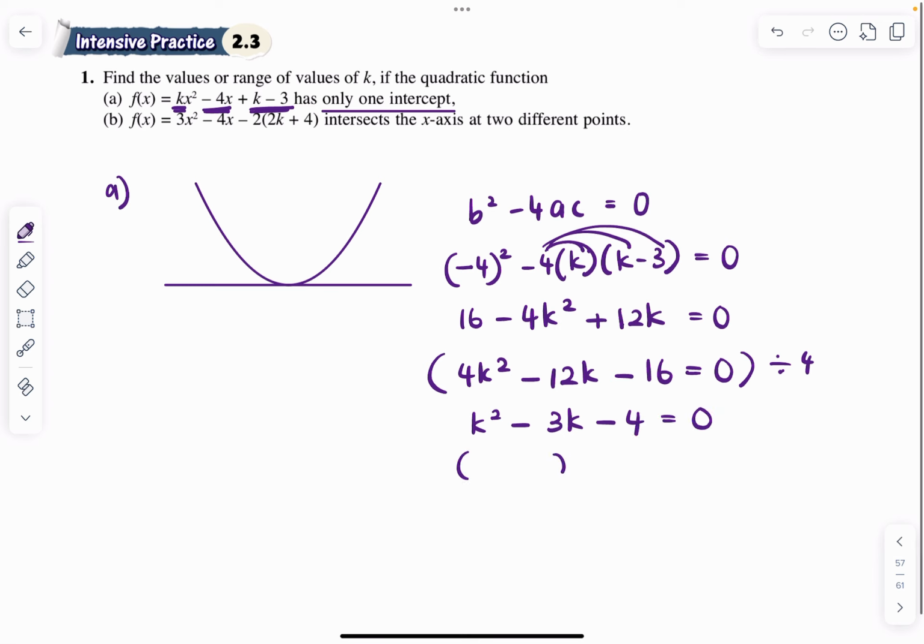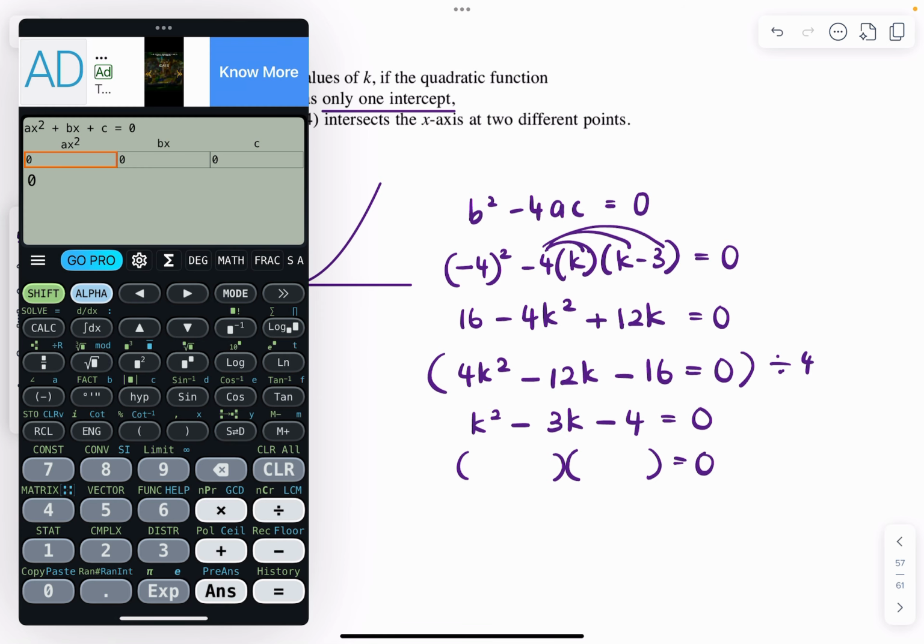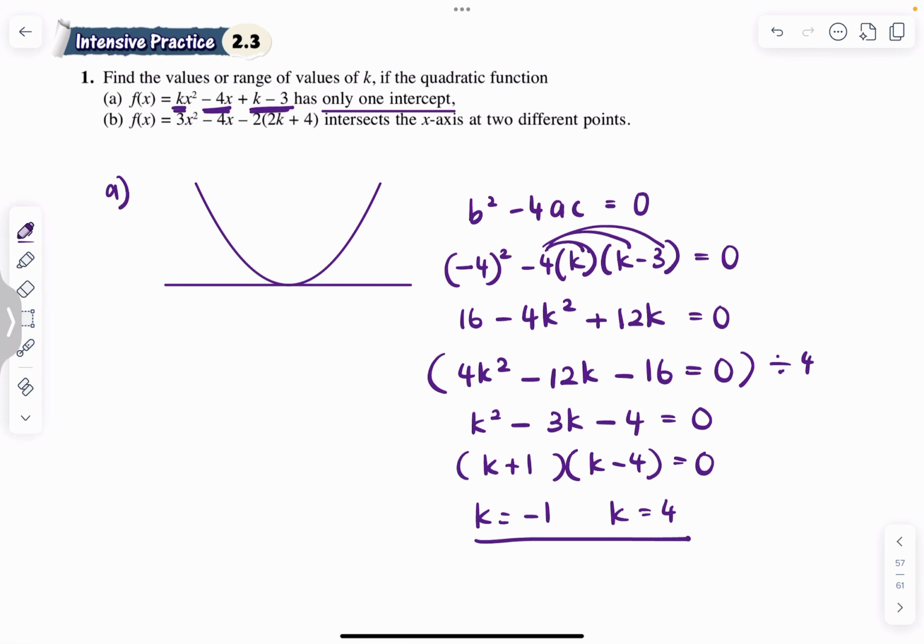So from here, you want to find k, we have to factorize. You can use the help of your calculator. You go to polynomial. A is 1, b is negative 3, c is negative 4. So k equals to negative 1, and k equals to 4. So here will be k plus 1, k minus 4. Done. So this will be our values of k. K equals to negative 1 and k equals to 4. That's it. Okay, let's look at b.